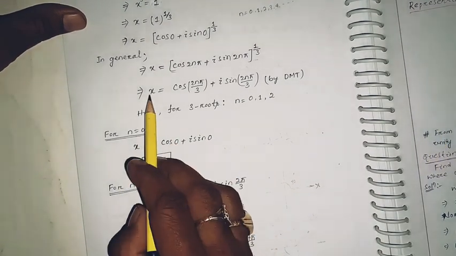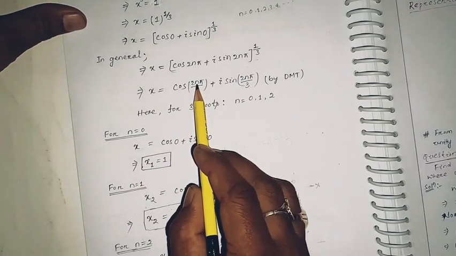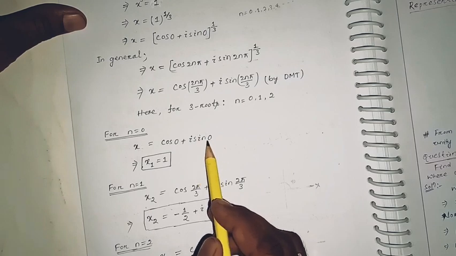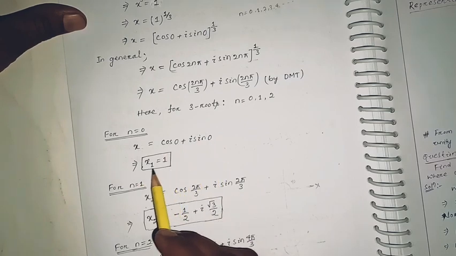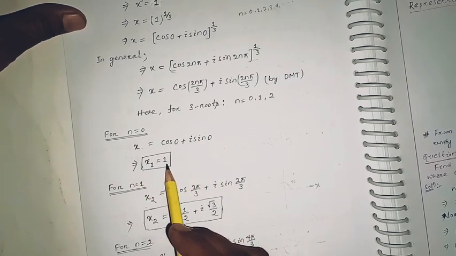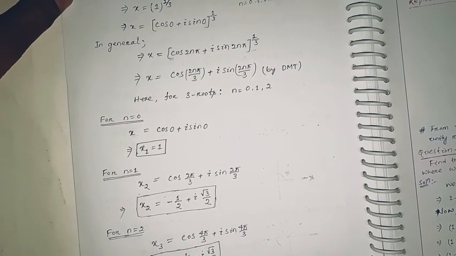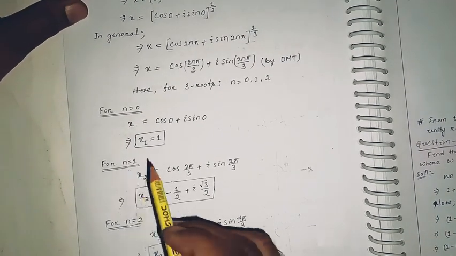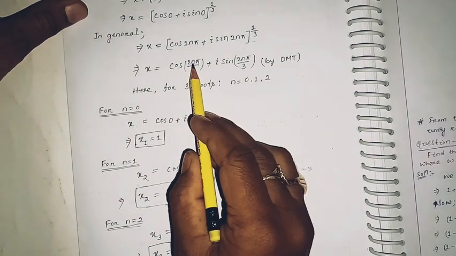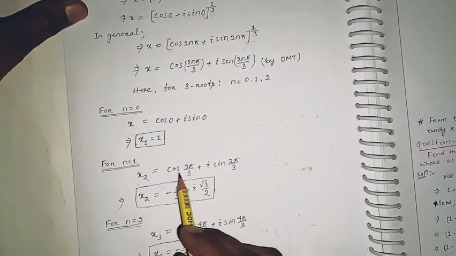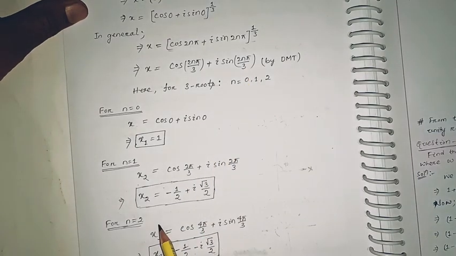For n equal to 0, the x value will be cos 0 plus i sin 0. Sin 0 is 0 and cos 0 is 1. So we found the first root equal to 1. Then for the second root, we consider n equal to 1. Put n equal to 1 over here. This will be cos 2 pi by 3 plus i sin 2 pi by 3.